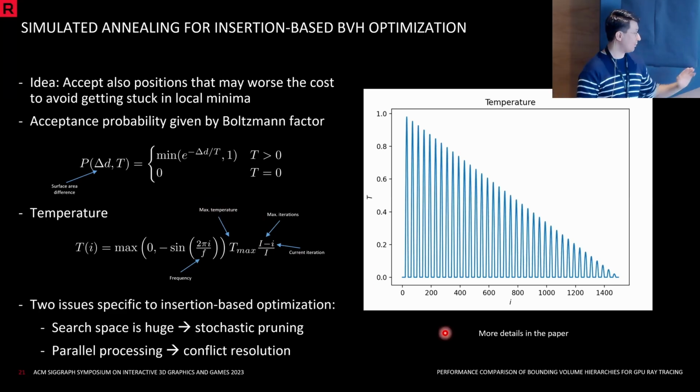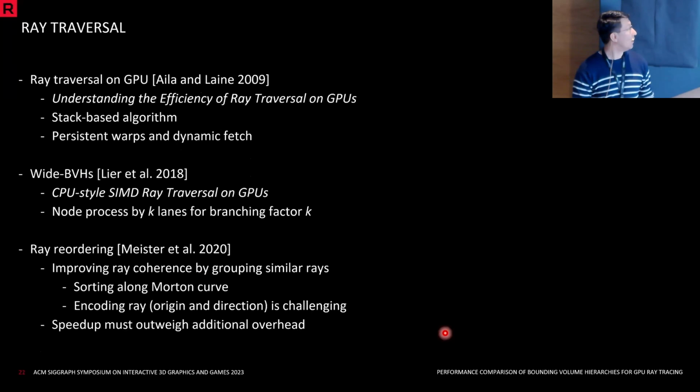Another issue is parallel processing. There might be conflicts if we do this in parallel, like two threads may want to modify the same node. So we have to somehow resolve these conflicts. There is no time to explain this in detail, so please check the paper if you are interested in this topic.